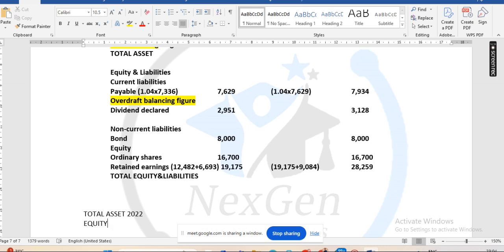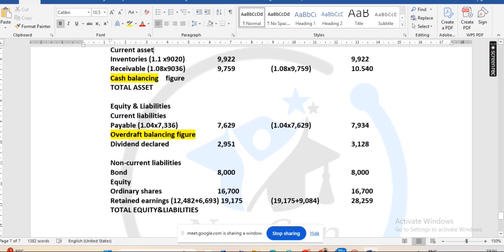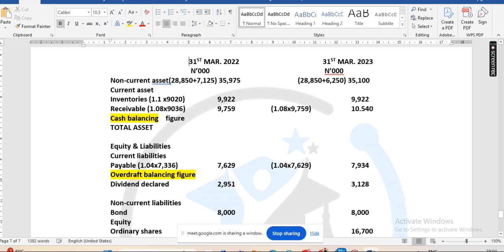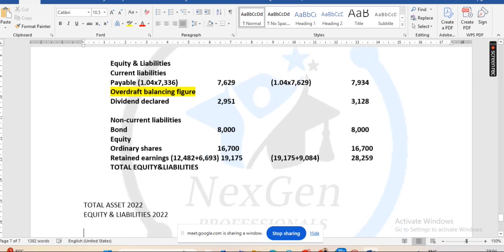Which one is greater? Equity and liability? Are you getting the gist? So for 2022, which one is higher, assets or liability? Add the total assets for 2022. The total asset for 2022, what do you have? Let me show you. 55,565. This is the total asset.